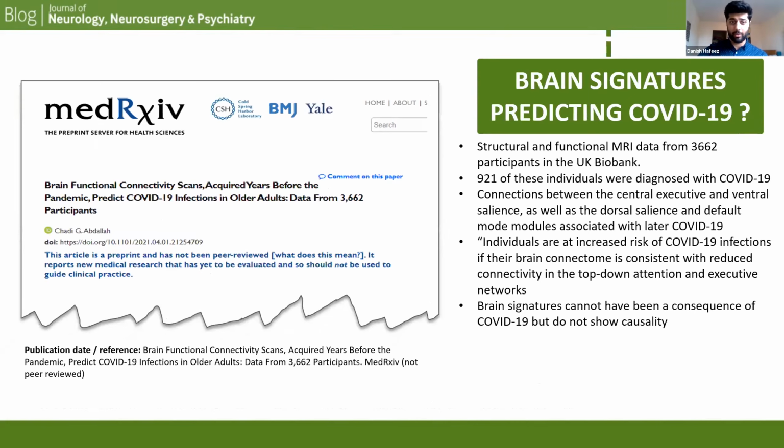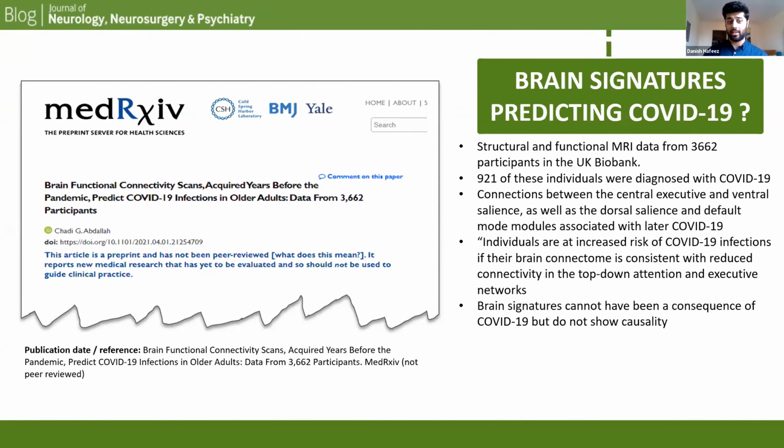So the next paper that we've got is a preprint, and I've included it because it's quite innovative. I did find it a bit complex to read through, but I think it is worth discussing. It was by Abdullah, and it was drawing on the UK Biobank, which, for those of you who don't know, is a large repository of data that's been collected from individuals in the UK. They were able to access the MRI data of 3,600 or so individuals, and of these, they found that 921 were later diagnosed with COVID-19.